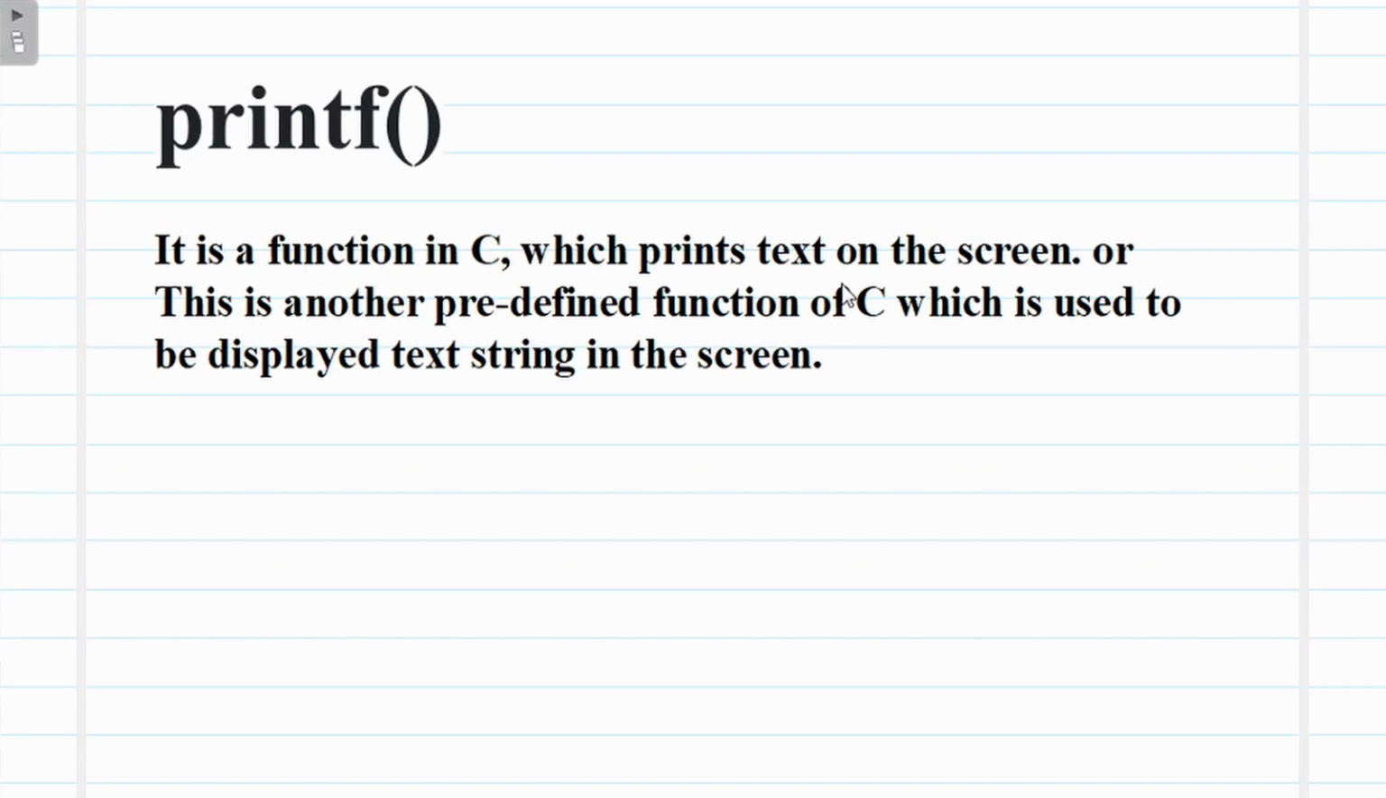In the next line we use printf. What is meant by printf? Simply, whatever I give inside the printf, I want to get as output. Printf with double quotation marks, whatever is inside, will be executed the same way in the output. It is a function in C which prints text on the screen, a predefined function of C which is used to display a text string on the screen.